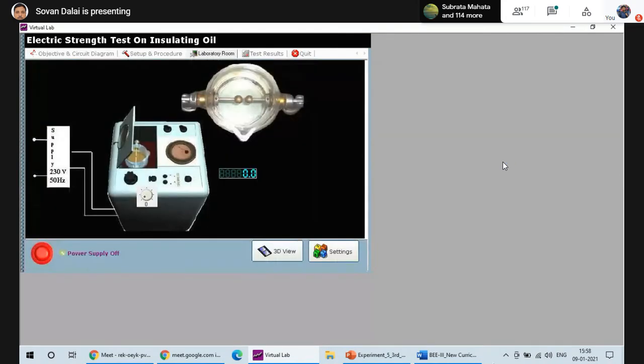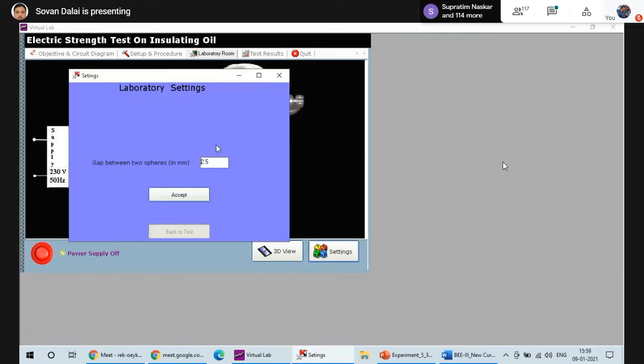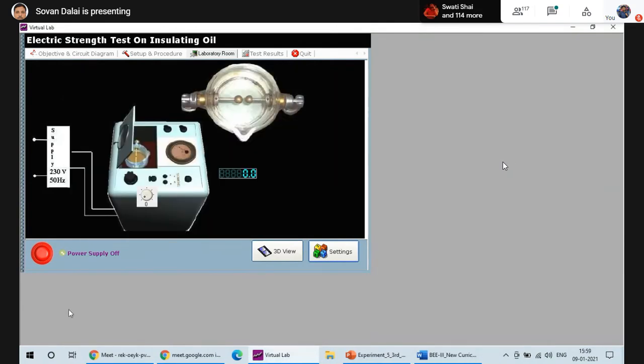Just consider that laboratory room. So you see, this is a test cell, and this is the experimental test setup. This is basically the oil test set. First, as a setting, we already maintain the gap distance at 2.5 millimeter, but in some other standards they maintain a gap distance of 4 millimeter. But nowadays this 2.5 millimeter is fixed. Okay. So we have to accept that, and like the previous experiment, one variac comes here.